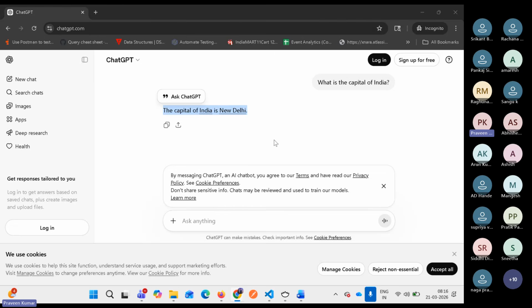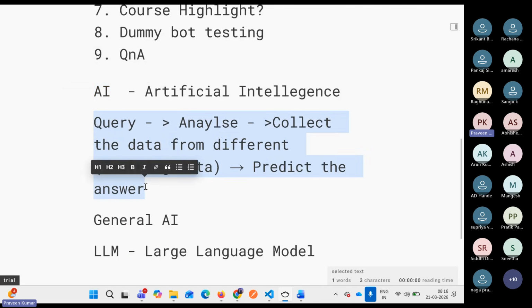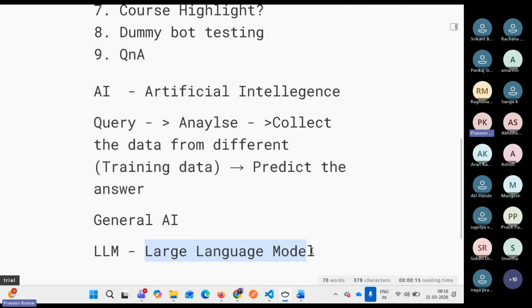But AI is just a system. It does not have any other capability. Using the help of the large language model, it is able to process your query. So the large language model, LLM, is the backbone of the AI system.